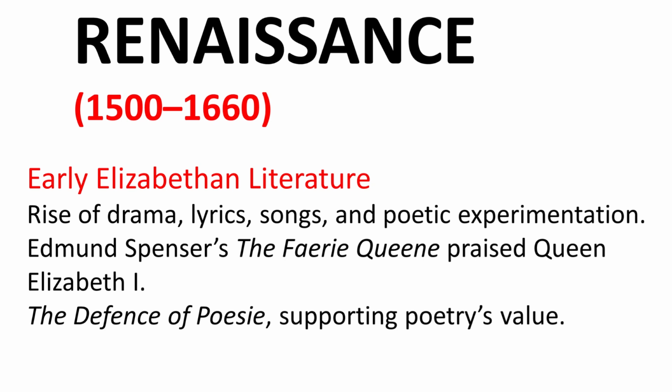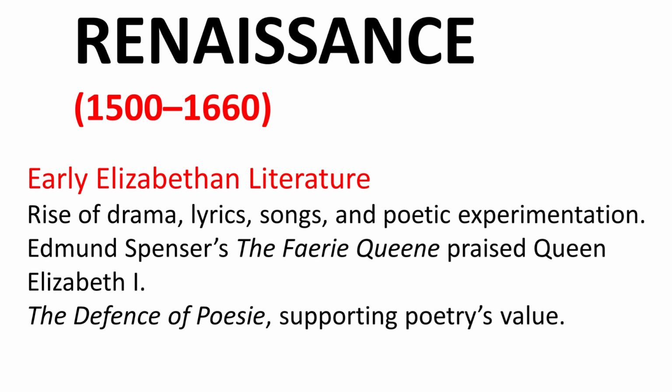Notable contributors during this period included Edmund Spenser, who wrote The Faerie Queene, first published in 1590, an epic poem in praise of Queen Elizabeth I. Although he hoped for royal favor, he received little in return. Nonetheless, Spenser's work remains a cornerstone of English Renaissance poetry. Spenser also wrote important prose works like The Defense of Poesy, also known as An Apology for Poetry, defending the value of imaginative literature.